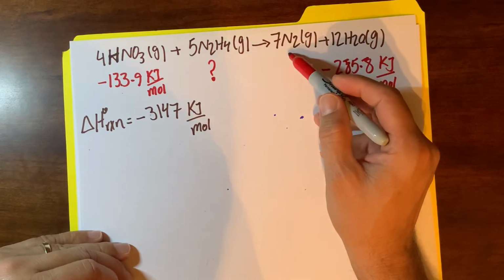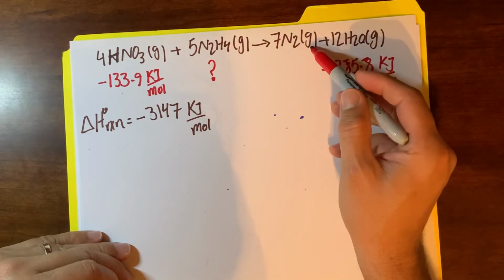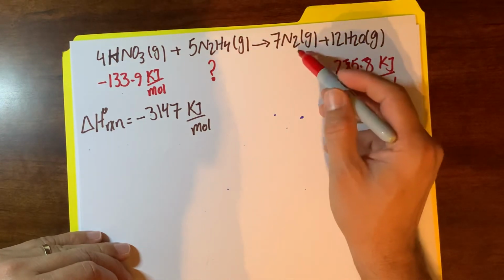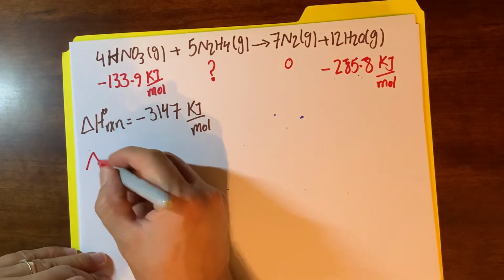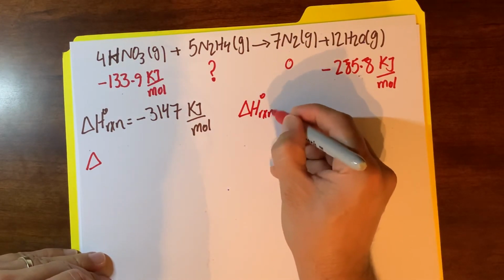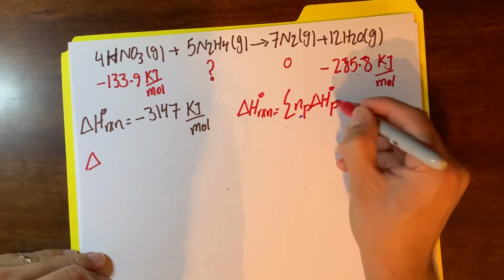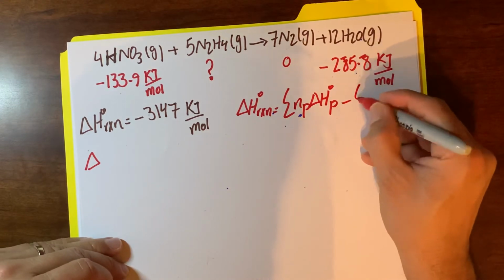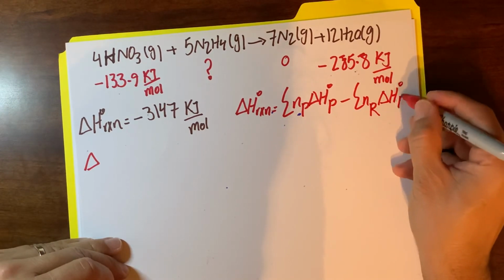You are not given delta H of N2. Look at N2. N2 is given as a gas. This is the most stable phase of nitrogen. So I'm going to say delta H for N2 is going to be 0. I go with this. Delta H of the reaction is going to be equal to number of mole of product multiply delta H of product minus number of mole of reactant multiply delta H of the reactant.